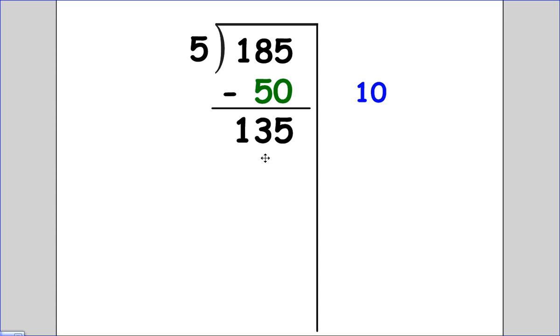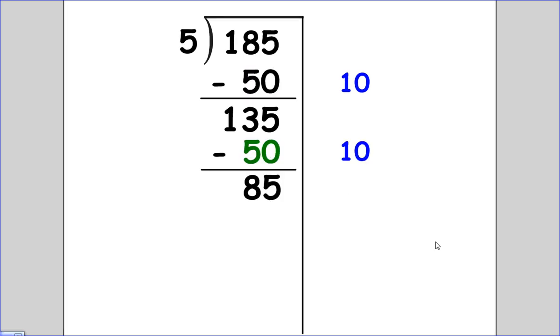Now, working with my new number, 135, I know that I can still create at least another 10 groups. I will record the number of groups I've created, 10, and multiply it by the number of items in each group, 5. 10 times 5 is equal to 50. I will then subtract from the number I was working with. 135 minus 50 is equal to 85.